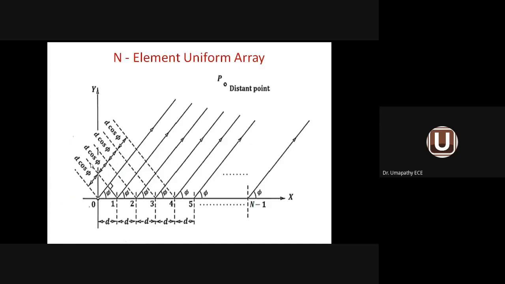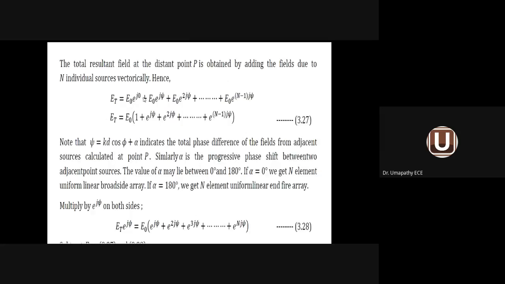So total electric field strength ET, I'm adding everything. E naught e power j0. Why j0? Because at the center, I'm locating the first antenna element. See, the first antenna element is located at the origin, so here psi equals 0. That is why the angle equals 0. E naught e power j0.